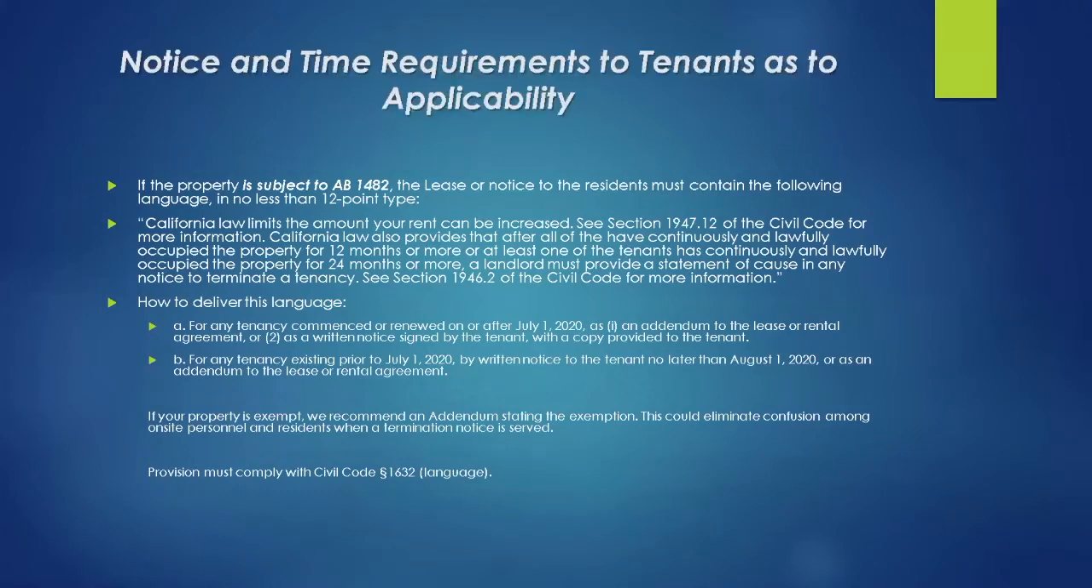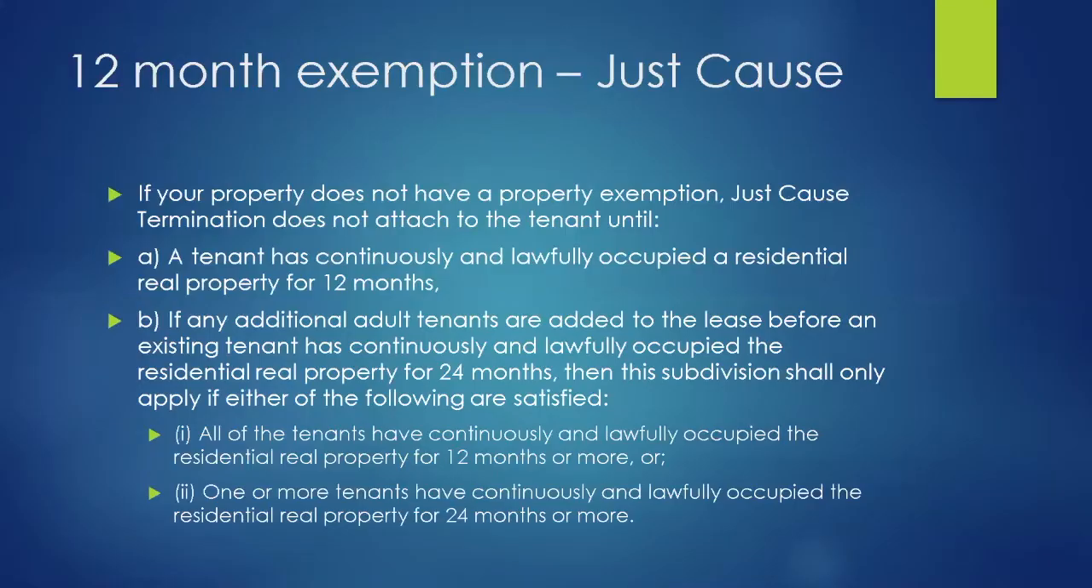Okay. Now, if your property is subject to AB 1482, then you have another layer you have to look at. There's a 12-month exemption for just cause. If the property does not have a property exemption, just cause termination does not attach to the tenant until a tenant has continuously and lawfully occupied a residential real property for 12 months, okay?